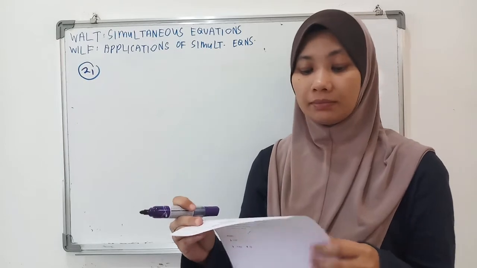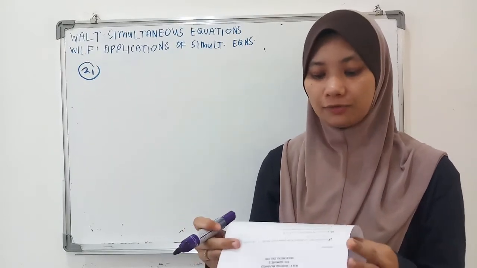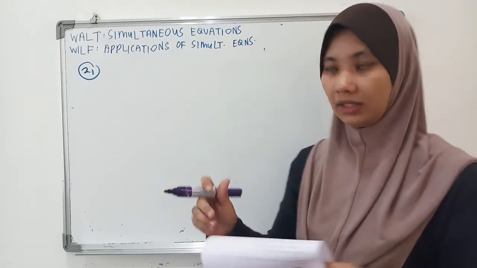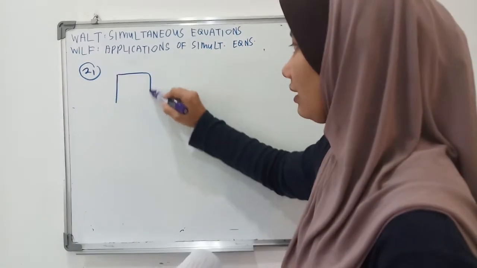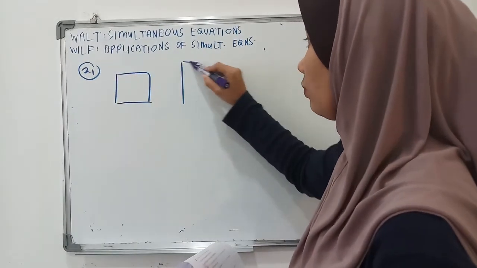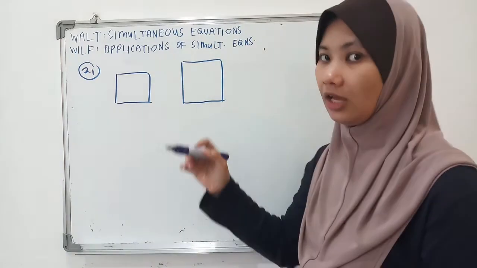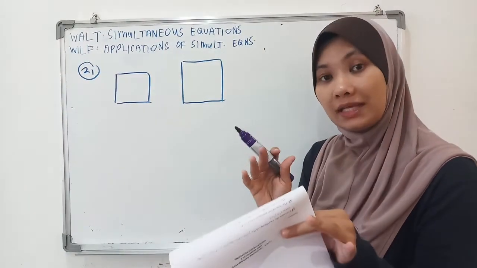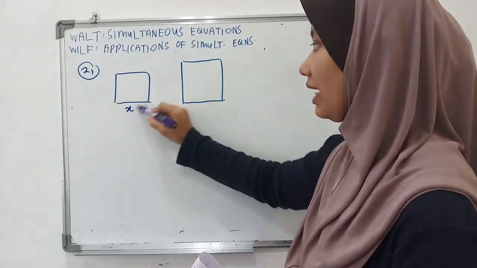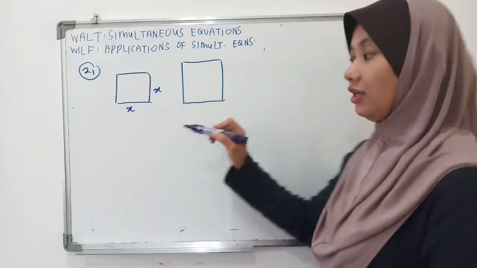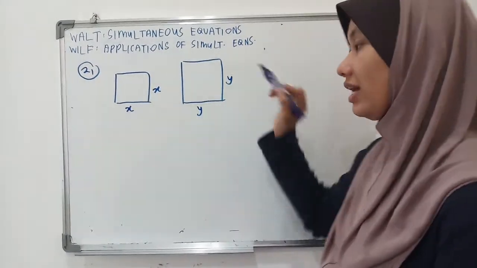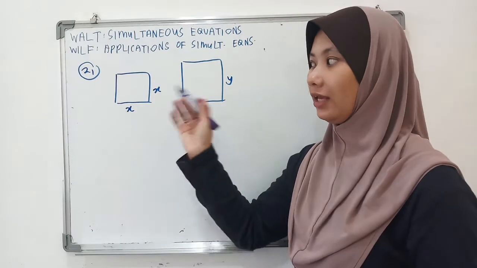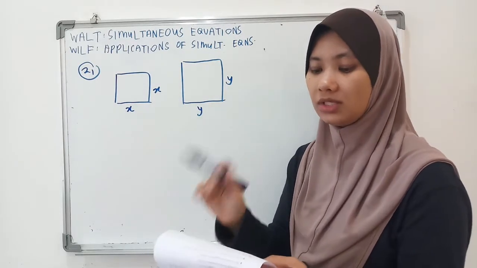Okay, the sum of areas of two squares is 818. I have the first square here, and then the second square here with a different dimension. Square means we have the same sides, right? If I let that one be x, that one must be x as well. If I let that one be y, that one must be y as well. You can use any letter if you want, A, B, up to you. I just use x and y.